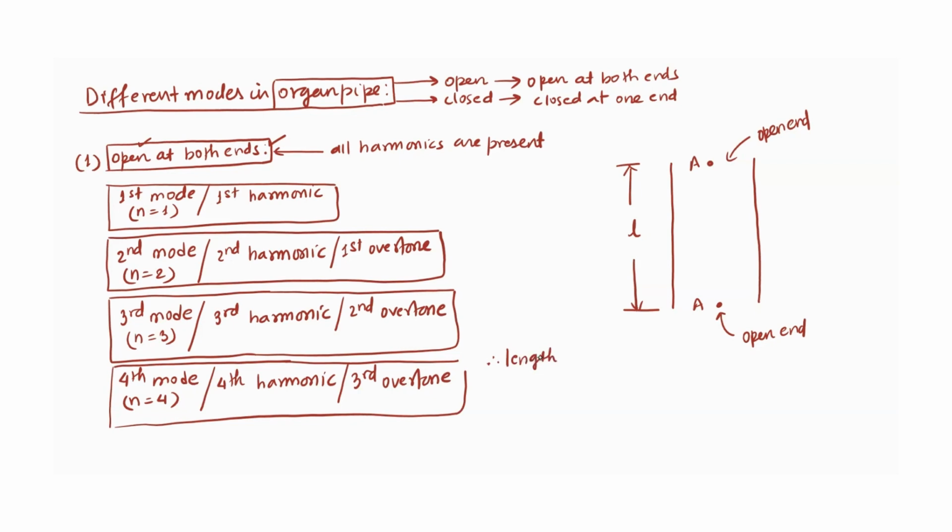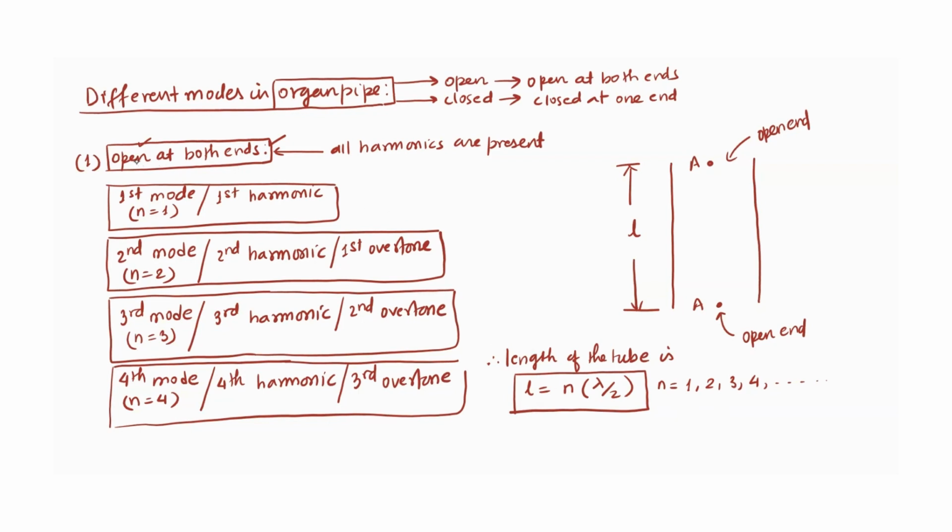Okay, therefore length, we are going to find the length of the tube. Okay, length of the tube, that is open organ pipe, is L equals N times lambda by 2. So we have this. Clear? And the value of N equals 1, 2, 3, 4, and so on. So n equals 1 corresponds to first mode, n equals 2 corresponds to second mode, n equals 3 corresponds to third mode. Okay, so we have this.